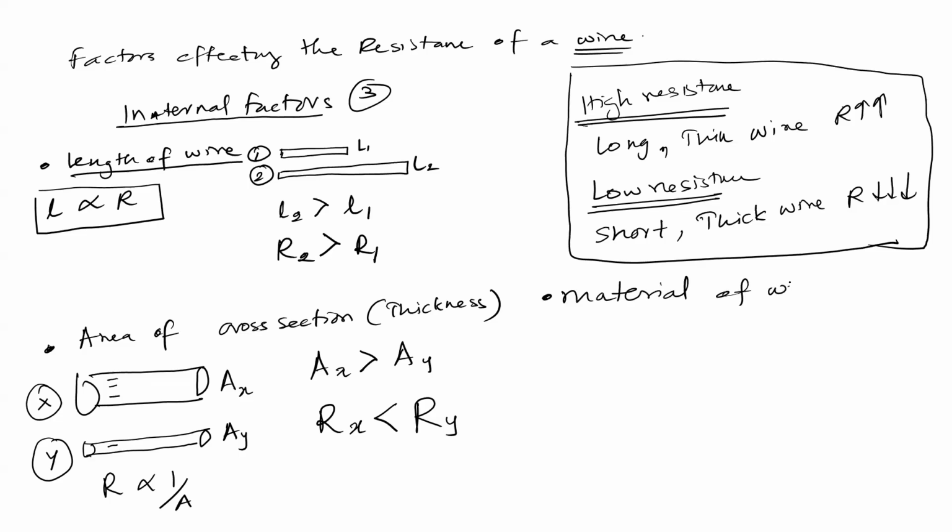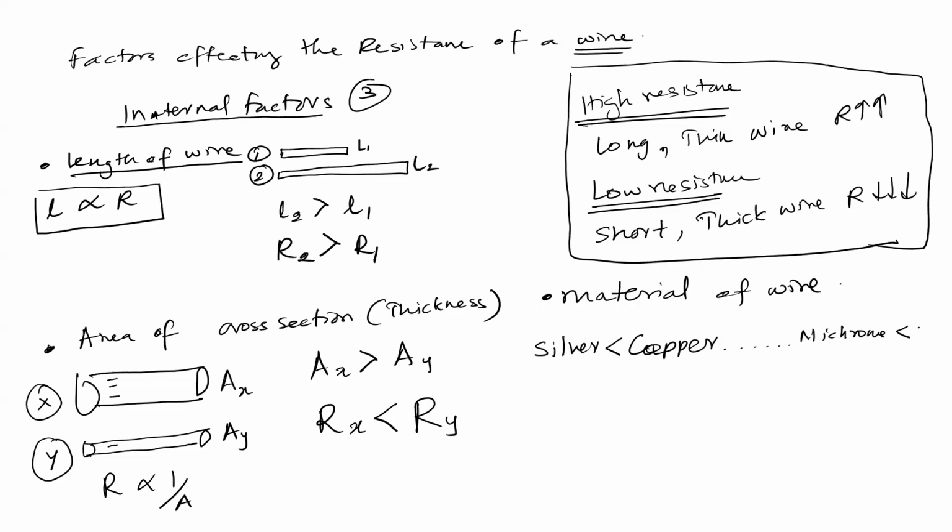Material of the wire. Different metals have different resistance. So, according to general electricity and according to our syllabus, silver has a low resistance. Copper has a low resistance. Other metals we don't know, they have not given a proper clear value. But these two we should know: silver and copper are low resistance.